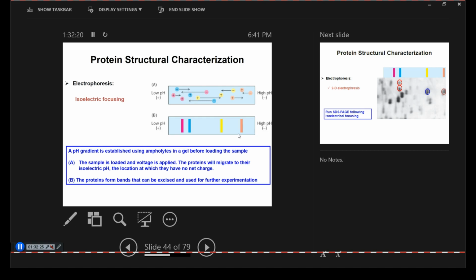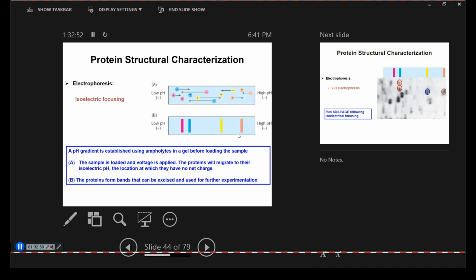Okay, another form of electrophoresis is isoelectric focusing. In this case, you also have a polyacrylamide gel, but what you run on the gel is ampholytes. Ampholytes are a group of polymers that carry positive and negative charges. So you load ampholytes and then you run a voltage. The ampholytes are going to migrate based on their charge and form a pH gradient.